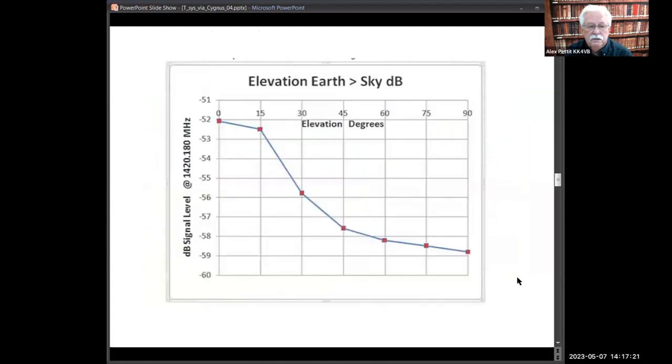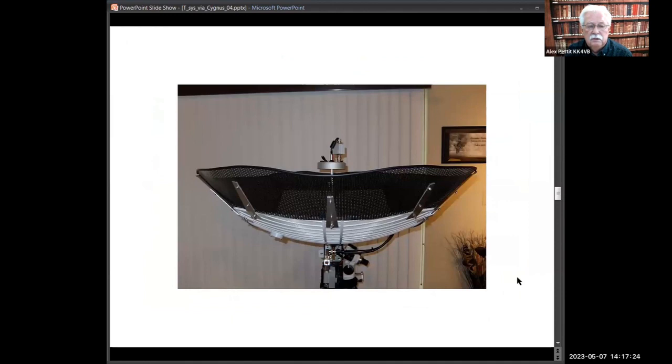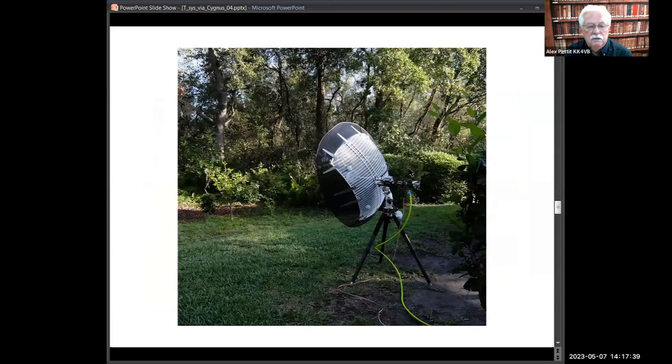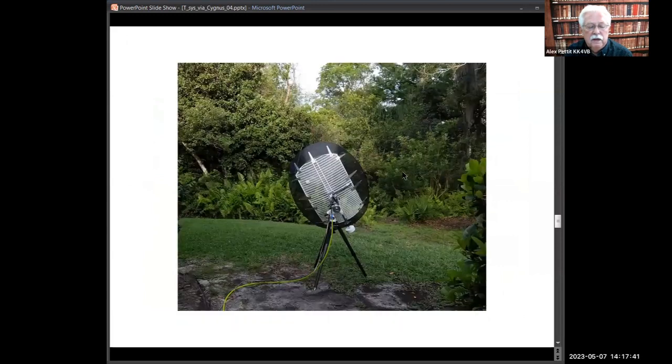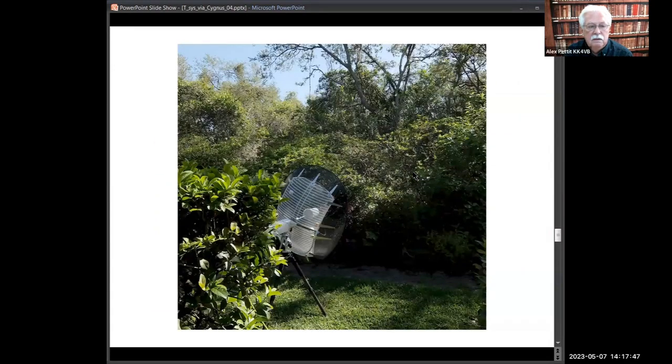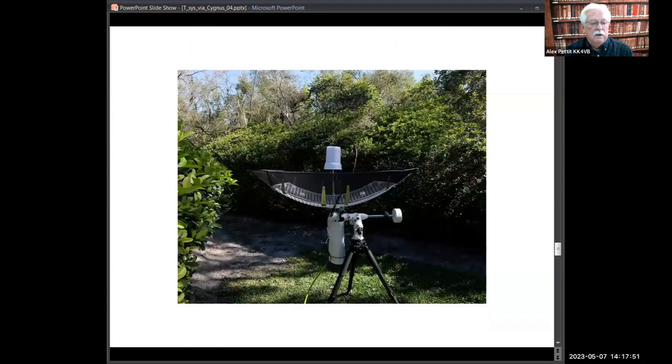I will show you something. This is what the system looks like. The feed is pretty well deep in the dish. This is about a 0.2627 F to D ratio, so it's well shielded from ground. That's what the surrounding area looks like around my house for the 290, and there is some clear spot overhead. I don't know. Comments?